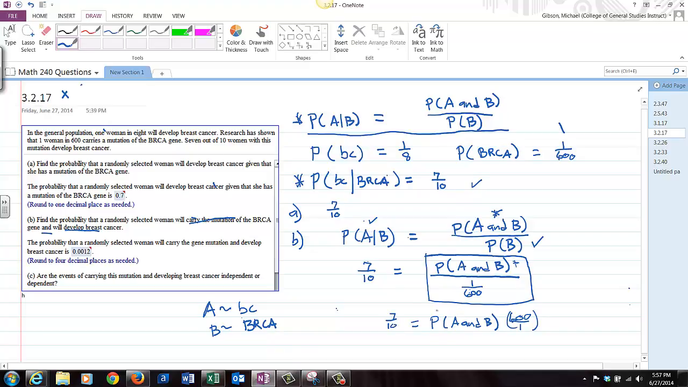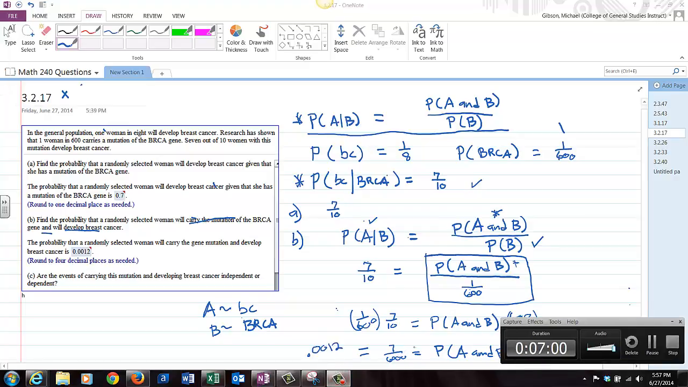Alright, so now we just have to divide both sides by 600. That gives us 7 over 6,000. So that's the answer as a fraction. They want it as a decimal, and that does in fact turn out to be 0.0012. All right, that's it for this one.